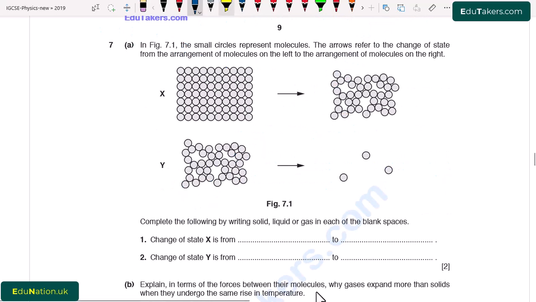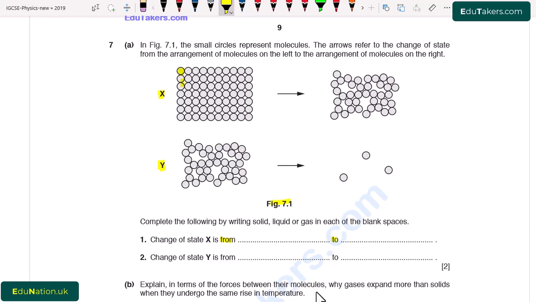Question number 7, part A. In figure 7.1, the small circles represent molecules. The arrow refers to the change of the state from the arrangement of molecules on the left to the arrangement of molecules on right. So here is a figure 7.1 and we can see that these are the molecules and it is labeled with X while it is labeled with Y. Complete the following by writing solid, liquid or gas in each of the blank space. Part 1. Change of the state X is from dash to dash.